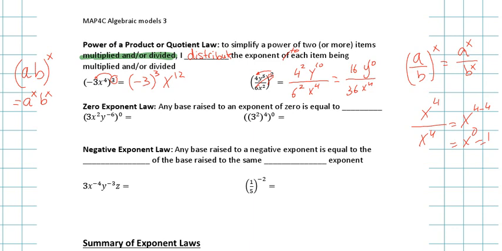So as you can see here, I have 3x squared y to the power of negative 6 to the power of 0. Right away, without doing any work, I can say equals 1. How about here? 1.